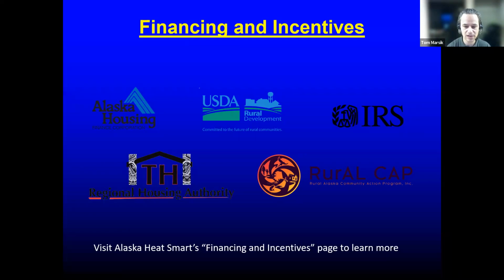But I should also point out that currently, thanks to the bipartisan infrastructure law and the Inflation Reduction Act, we do have significant amounts of funding coming for energy efficiency and renewable energy, where heat pumps are actually a big portion of that. And so the Alaska Housing Finance Corporation is working diligently with the federal government on setting up the process for this funding for the renewable energy and energy efficiency systems. So stay tuned for that.